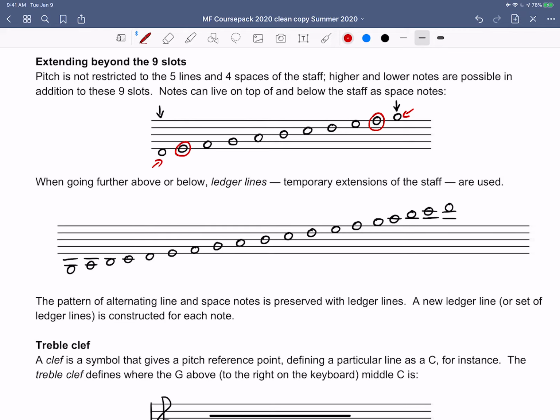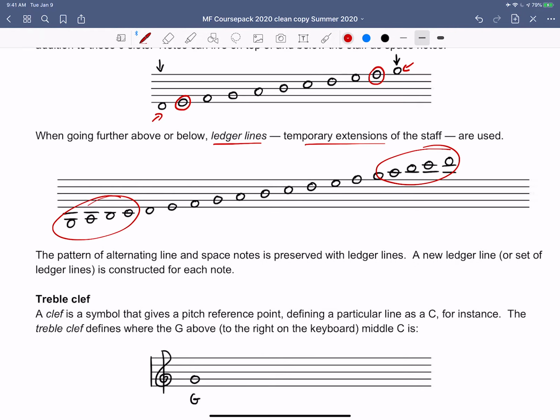And so when you go really high, as you do up here, or really low, as you do down here, you need to construct ledger lines. So these are just temporary extensions of the staff. It's saying like, well, these notes don't really fit on the staff, but let's extend that staff with a few horizontal lines, and let's just incorporate a really high or really low note that way.